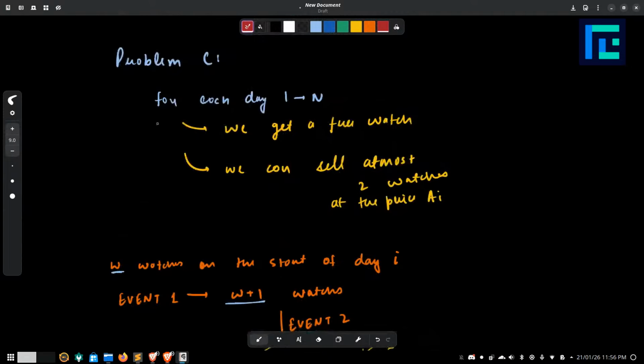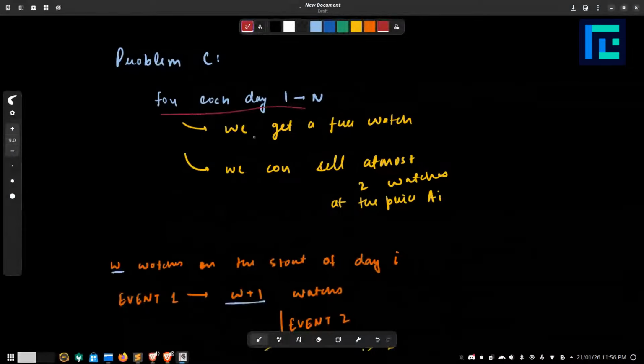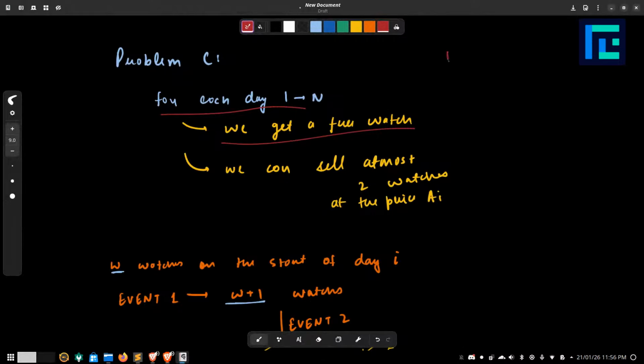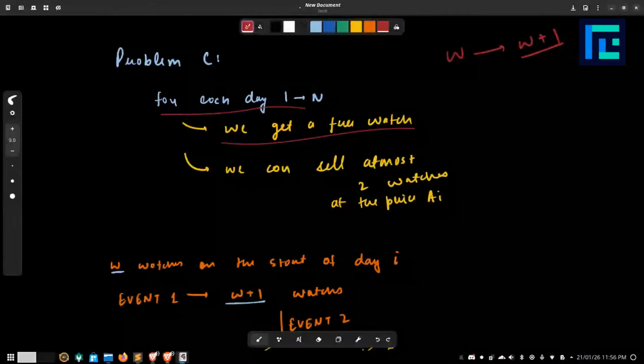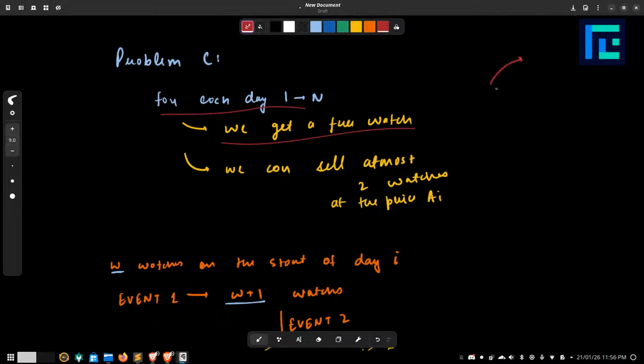In this problem, what we were asked is that each day we get a free watch. So obviously, if I have W watches, I'll have W plus 1 watches at the start of each day. And then we have three different choices to make: we can either sell 0, or we can sell 1, or we can sell 2. So two important points that we can note here. First of all, 3 is a small number. Why not sell up to some array value given to us, up to B[i], or up to 1e5 or some bigger number?